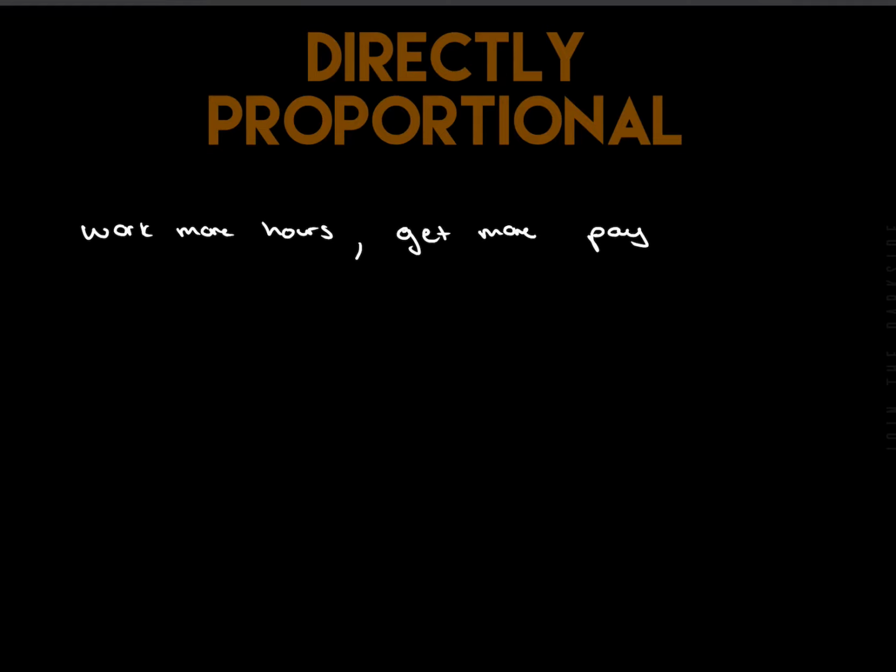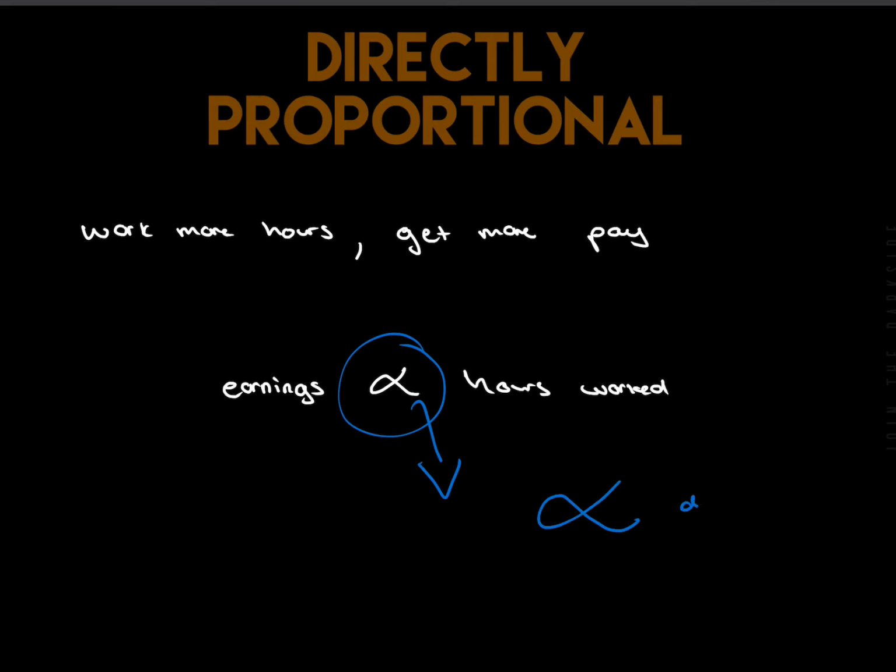When it's directly proportional, this could be written as: earnings is directly proportional to hours worked. You're wondering, what does this symbol mean? It looks like a fish. It's not. It means directly proportional to. So moving on.